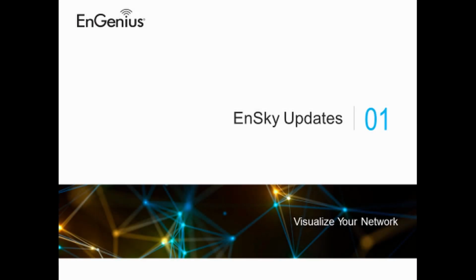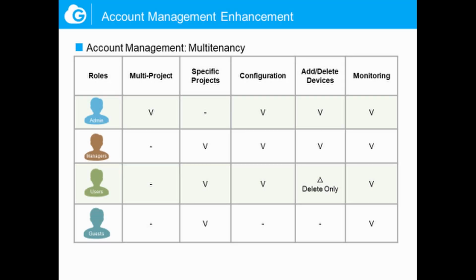Okay, first up is EnSky updates. So what are new on the Easy Master? We've added more tools in order to manage your network in terms of multi-tenancy. If you're an MSP, an ISP, or a client that have multiple end users, we've added more roles in terms of multi-tenancy. So I'll go over the slides first, and then I'll go through the actual UI later. So you have your main admin account, which can manage multiple projects. He also can do configuration, add and remove devices, and of course, monitor.